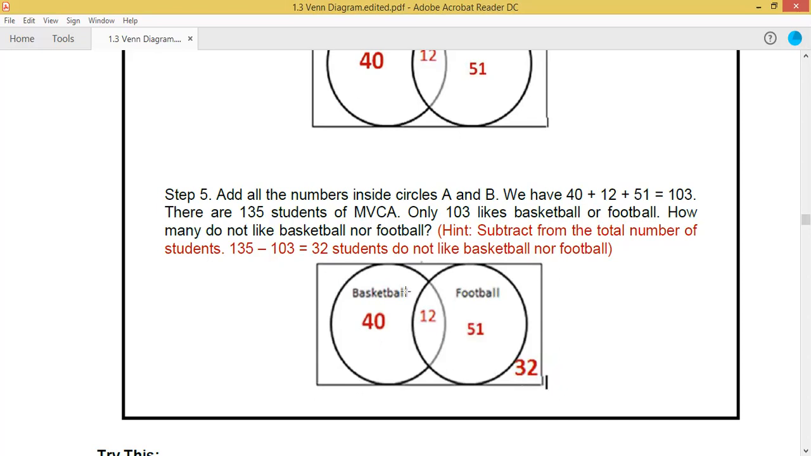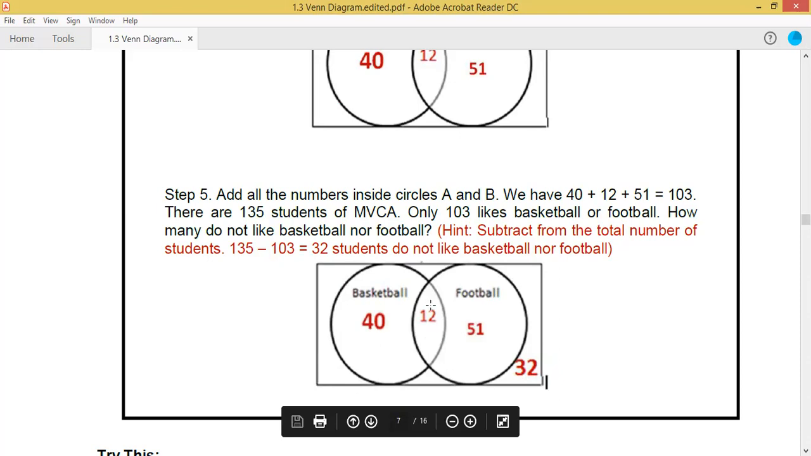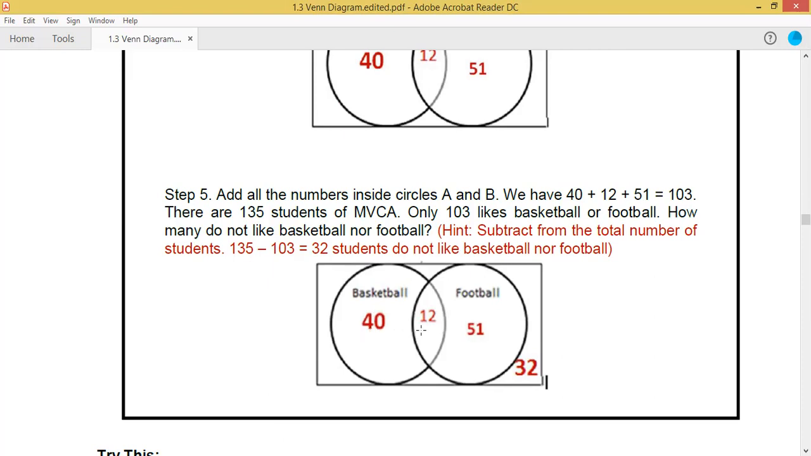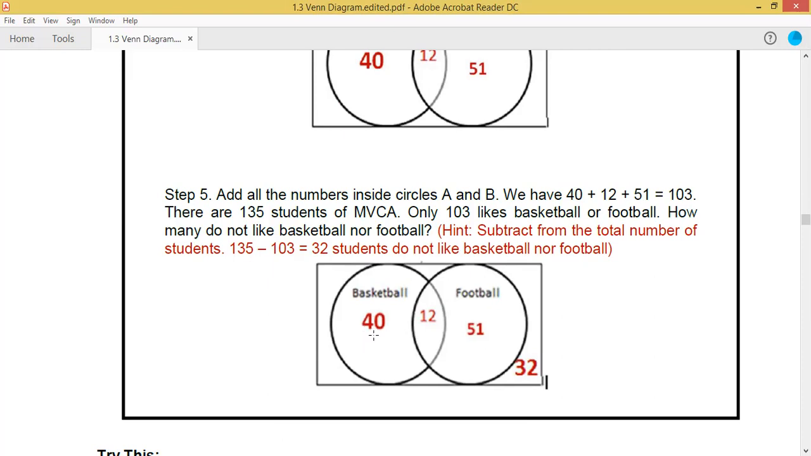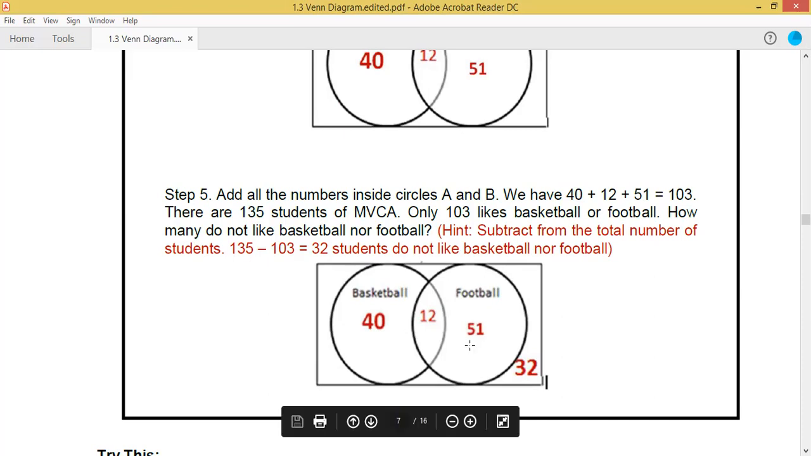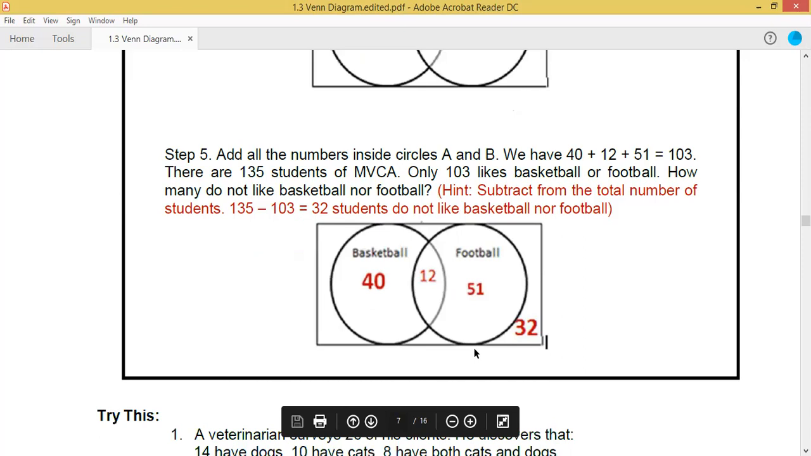How many like basketball and football? You go to the intersection. 12. How many like basketball? You add the numbers in the circle. That will be 40 plus 12, 52. How many like football? You add 12 plus 51. That's 63. How many like basketball only? That's 40. How many like football only? That is 51. Now we need to try another example.